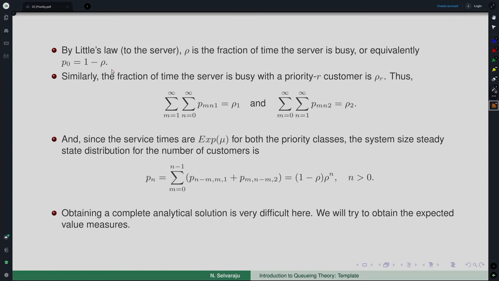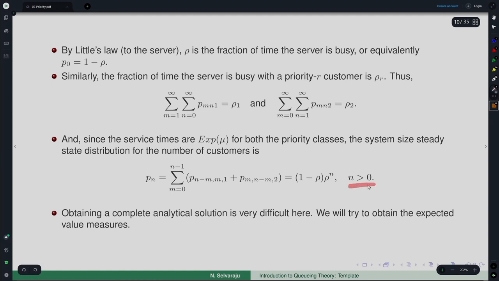Now, since here the exponential service time with the same rate is there for both the priority classes, consider the system size steady state distribution for the number of customers, n as the number of customers. That can happen in many different ways depending upon how many priority 1 and priority 2 customers are there, but their sum should be equal to n. That is what you would see if you sum these two.